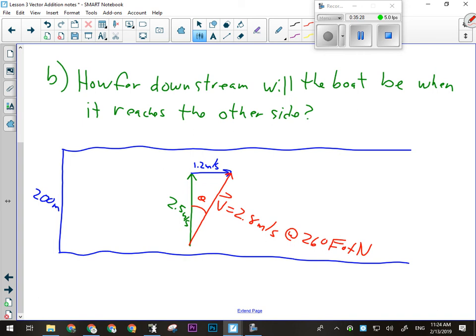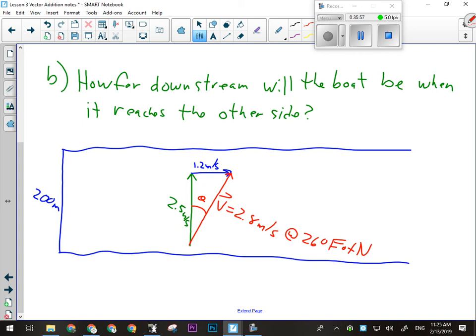How do I get B? Calculate how long it would take to do that trip. Yeah. I can calculate how long it's going to take to get across the river. I can do that because I know how fast I'm going across the river, and I know how far it is across the river. I know it's 200 meters across the river. How fast am I going across the river? 2.5 meters per second.